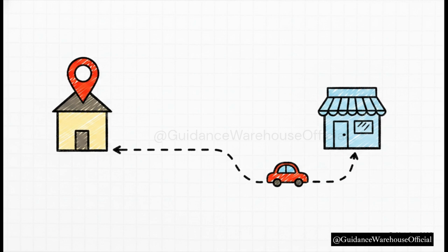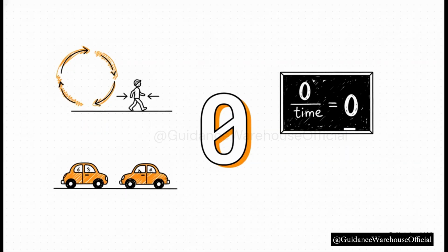Where did you start? You started at home. And where did you end up? Right back at home. Your starting point and your ending point are exactly the same place. So what do you think that means for your displacement? You got it. It means your total displacement is a big, fat zero. You ended up exactly where you started.